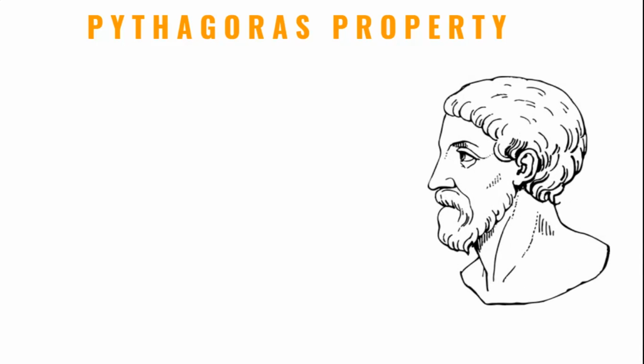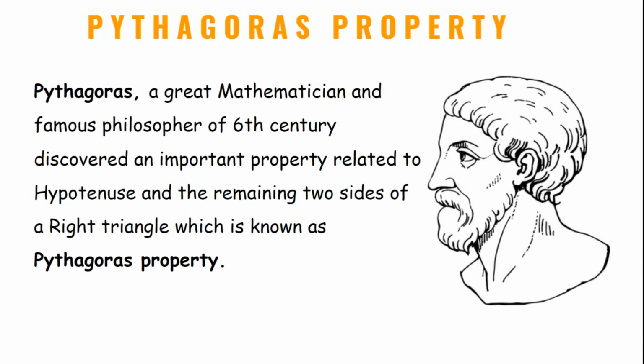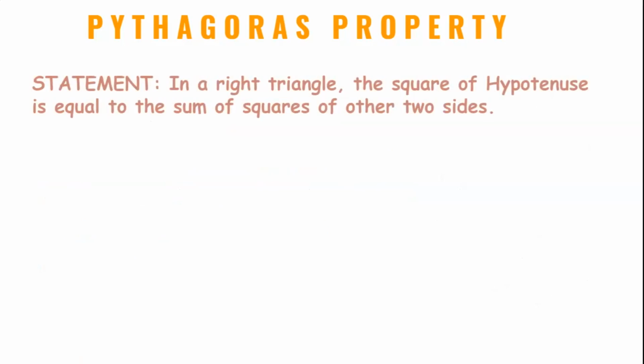Now, the Pythagoras property is given by a great mathematician, Pythagoras. He discovered an important property related to the hypotenuse and the remaining two sides of a right triangle, which is known as Pythagoras property. So, let us see now the statement of the Pythagoras property. In a right triangle, the square of the hypotenuse is equal to the sum of squares of the other two sides.